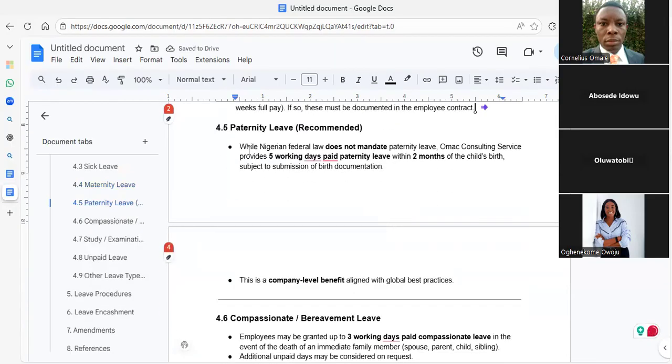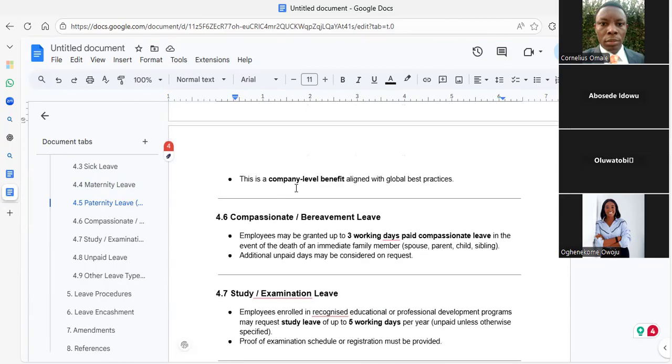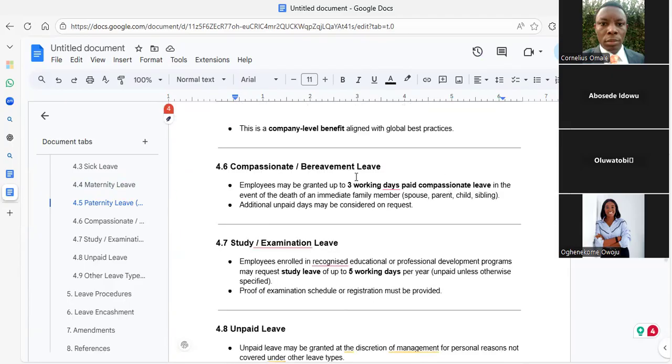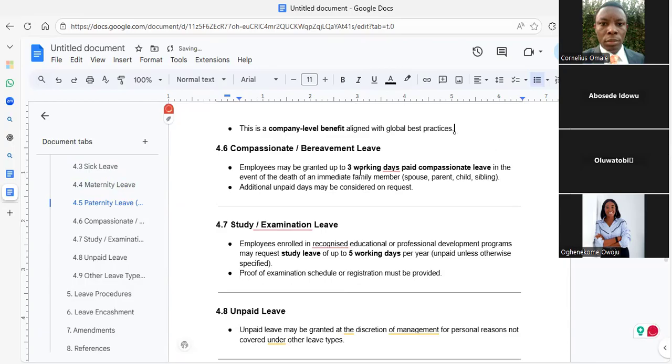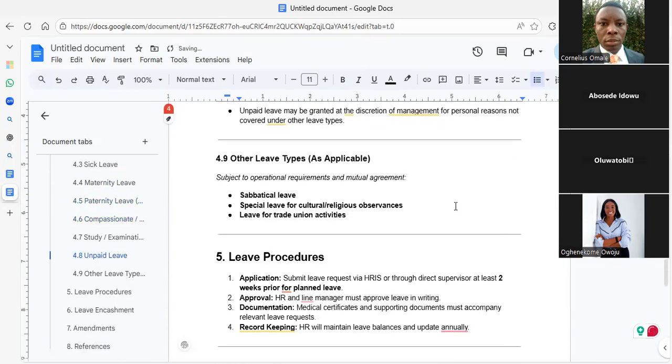Paternity leave. I've said that Nigeria's federal law does not make it mandatory. It's not mandatory. So 5 working days paid within 2 months of the childbirth, somebody can go for paternity leave. This is a company level benefit aligned with global practices. So compassionate or bereavement leave, I've talked about that too. You can see it in this document. Study and exam leave too, you can see it in this document.